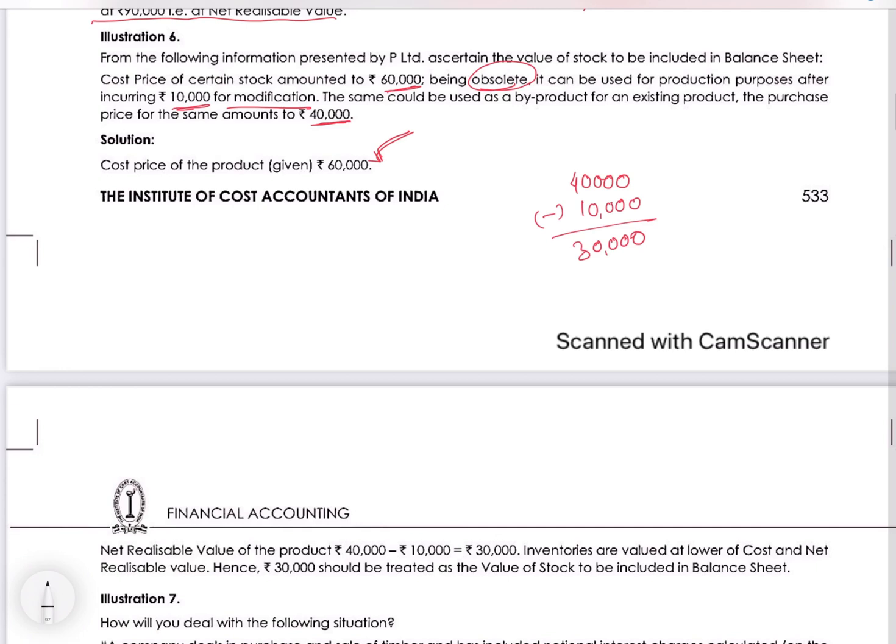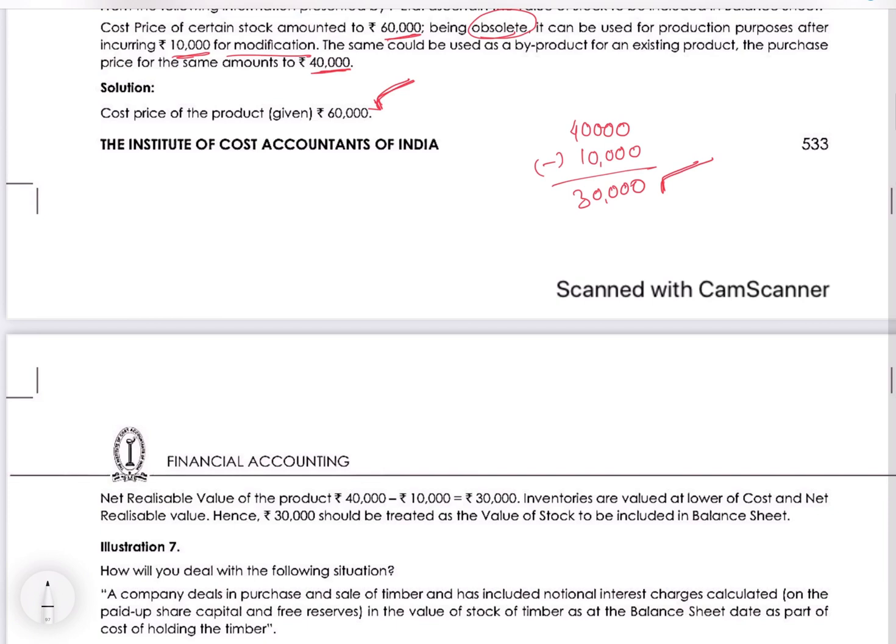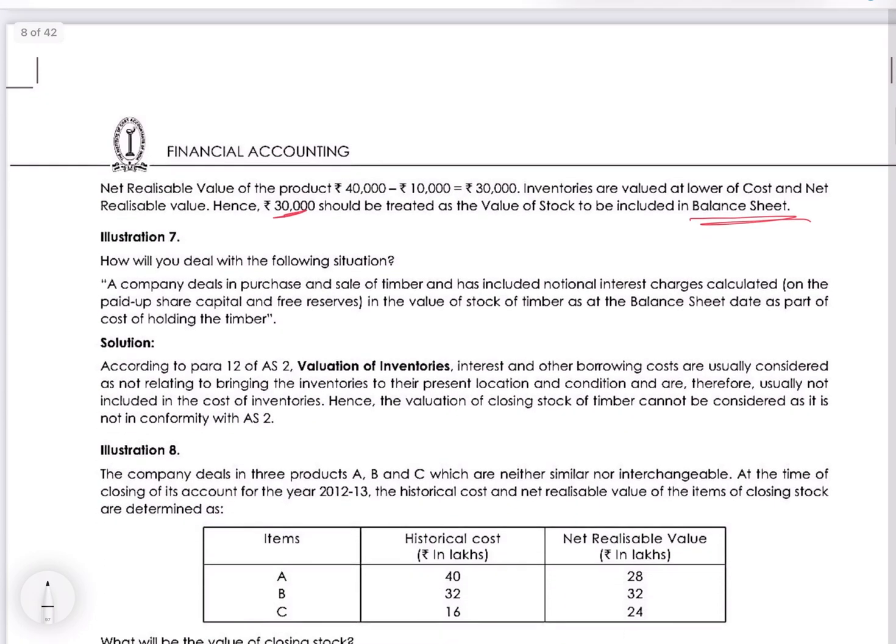So cost is 60,000, NRV is 30,000, whichever is lower. So the value of inventory is rupees 30,000, which will be shown in the balance sheet at that value. Okay. Next.